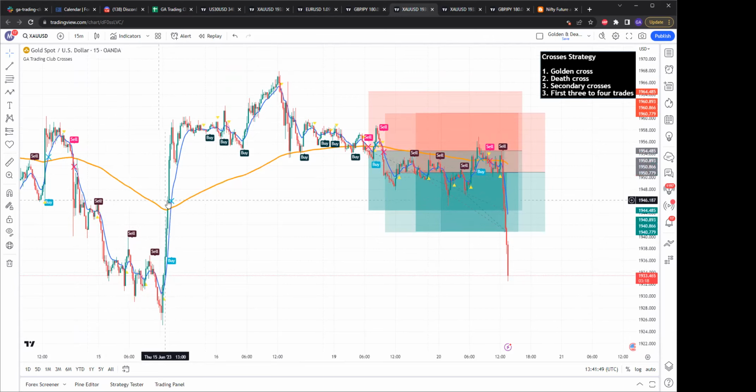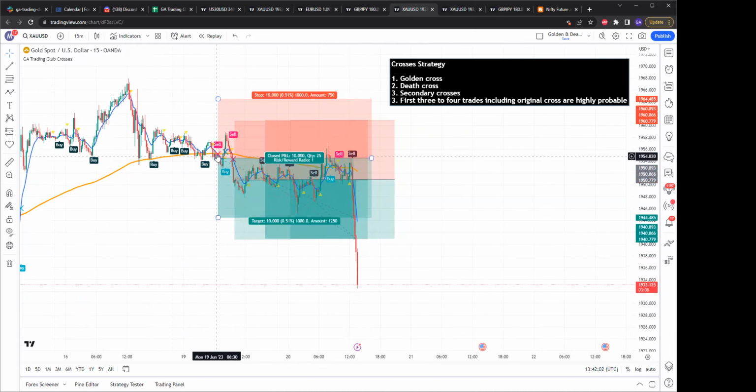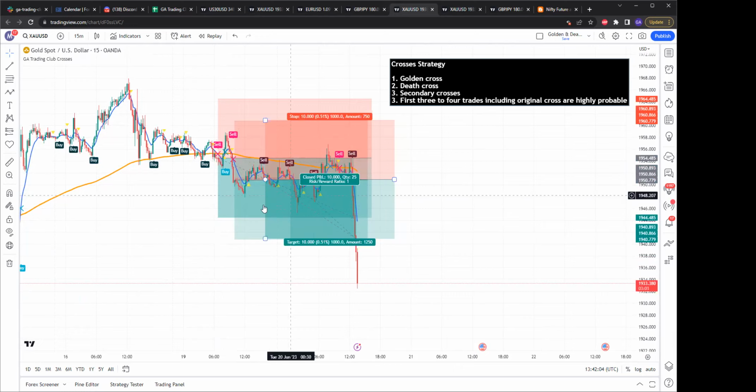The slow moving EMA is the 200 EMA, which is this one right here, whatever orange color. So a golden cross would be like this first one right here. And the death cross is the opposite. Death cross is when the 9 EMA would cross the 200 EMA to the downside.